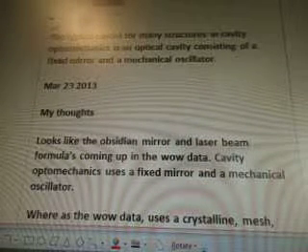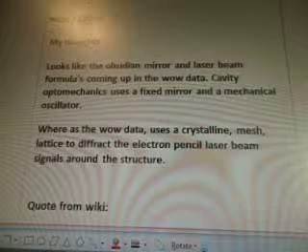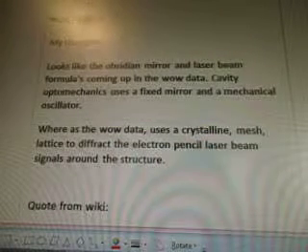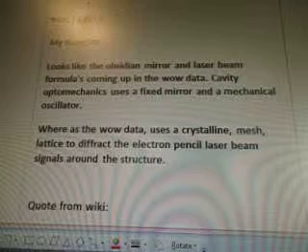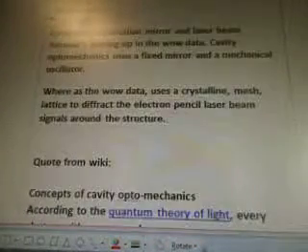March 23rd, my thoughts. Looks like the obsidian mirror and laser beam formulas coming up in the Wow data. Cavity optomechanics uses a fixed mirror and a mechanical oscillator, whereas the Wow data uses a crystalline mesh lattice to diffract the electron pencil laser beam signals around the structure.